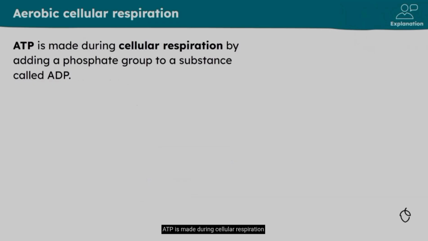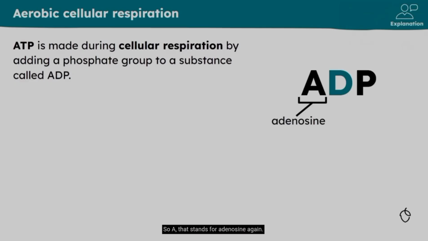ATP is made during cellular respiration by adding a phosphate group to a substance called ADP. Let's look at ADP. So A, that stands for adenosine again, but this time we've got a D instead of a T. That D is for di, which is the prefix that represents the number 2. And the P again is for phosphate. So an adenosine, but with 2 phosphates attached to it this time.